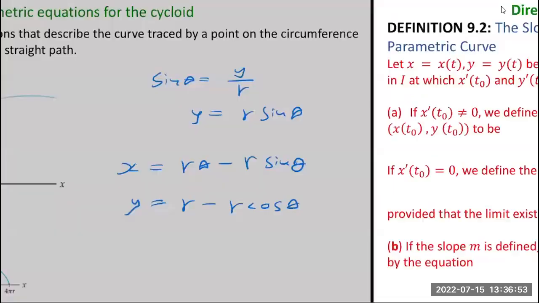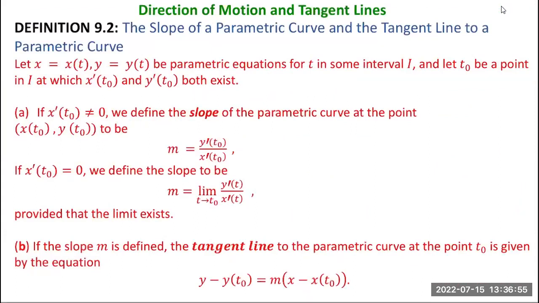All right, let's move on. Next, I want to go over this definition, direction of motion and tangent lines. Definition 9.2, the slope of a parametric curve and tangent line to a parametric curve. So here is the definition. Let x equal x of t, y equal y of t be parametric equations for t in some interval I, and let t naught be a point in the interval I at which x prime of t naught and y prime of t naught both exist.